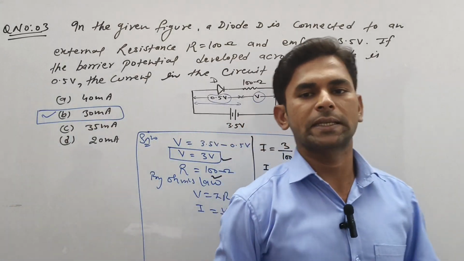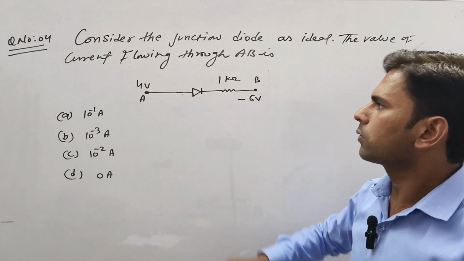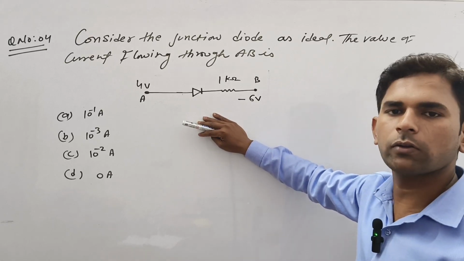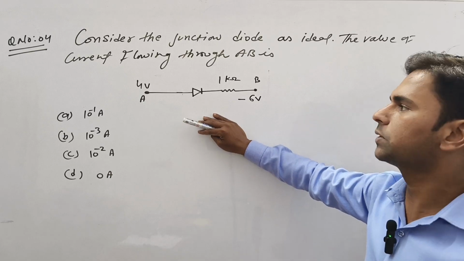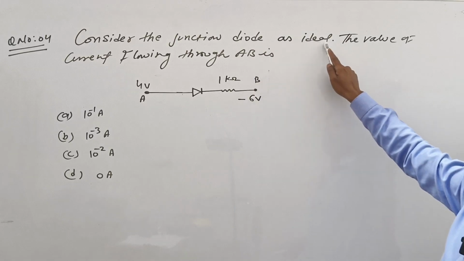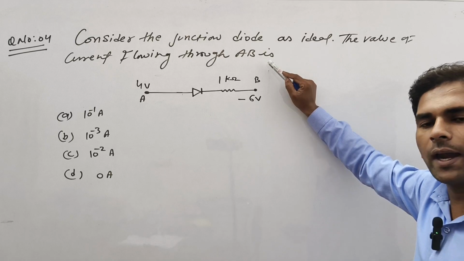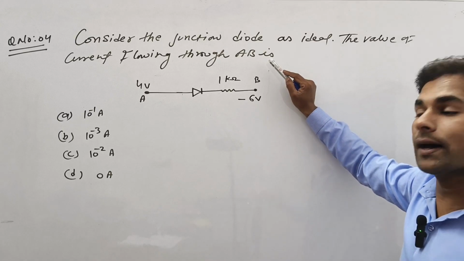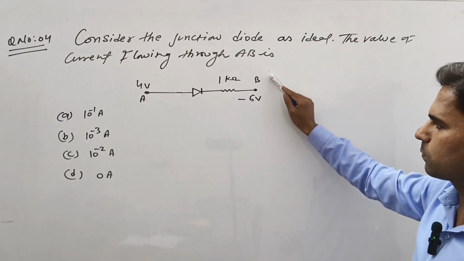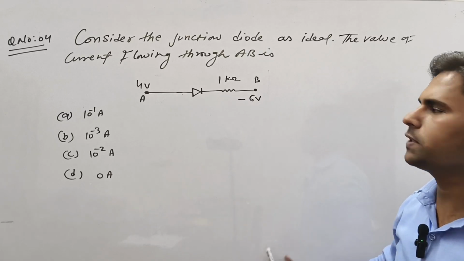Now we are going to discuss the next question, question number 4, from the same chapter, Semiconductor Electronics. This question is also very important, so please read it carefully. Question number 4: consider the junction diode as ideal. The value of current flowing through AB is? They are asking what is the value of the current flowing from A to B. Four options are given; which option is correct we will see after solving this problem.